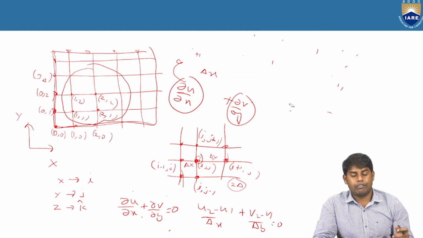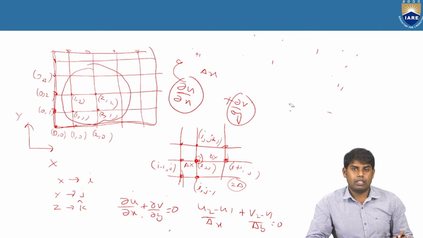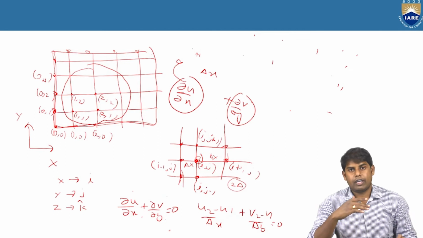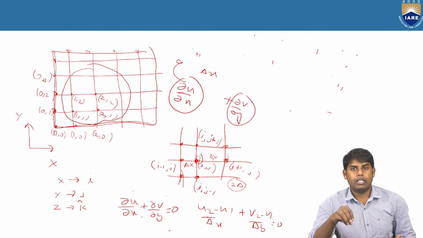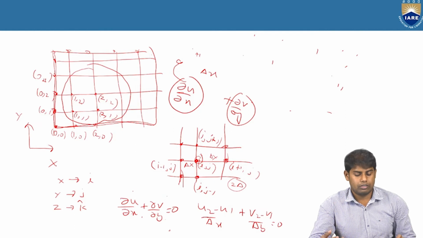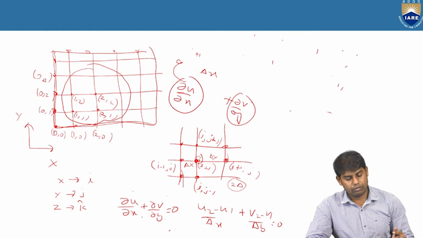For the backward difference method, we can write it as well. What the finite difference method is doing is replacing the partial derivative terms, du/dx and dv/dy, in discretized form. Those discretized forms we convert into algebraic equations, put them in the form of a matrix, and solve it. So this is what we have.